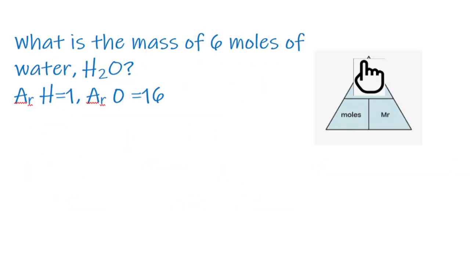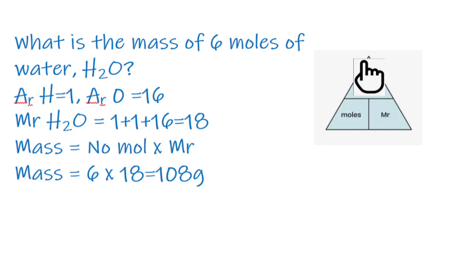So let's do a couple of problems. Pause the video and then restart when you've worked out the answer. What is the mass of 6 moles of water, H2O? You've been given the relative atomic masses for hydrogen and oxygen. So H2O means we need 2 hydrogens plus an oxygen. 2 plus 16, that makes 18. The mass is the number of moles, which is 6, times the Mr, which is 18. So 6 times 18 comes to 108 grams.